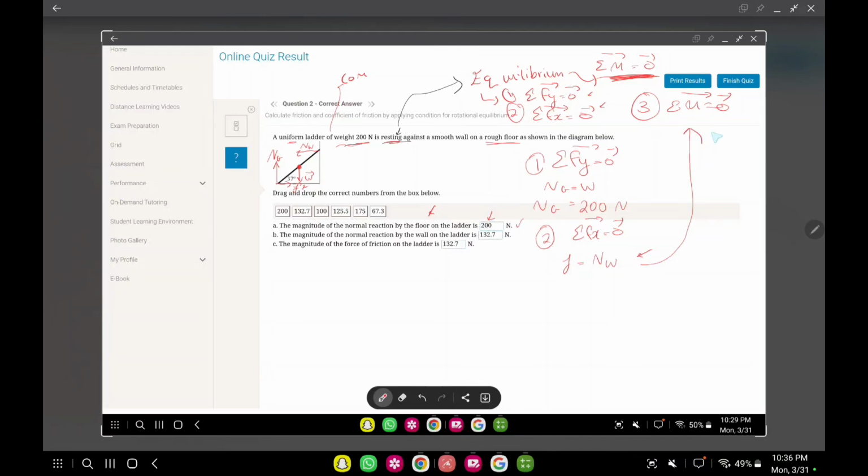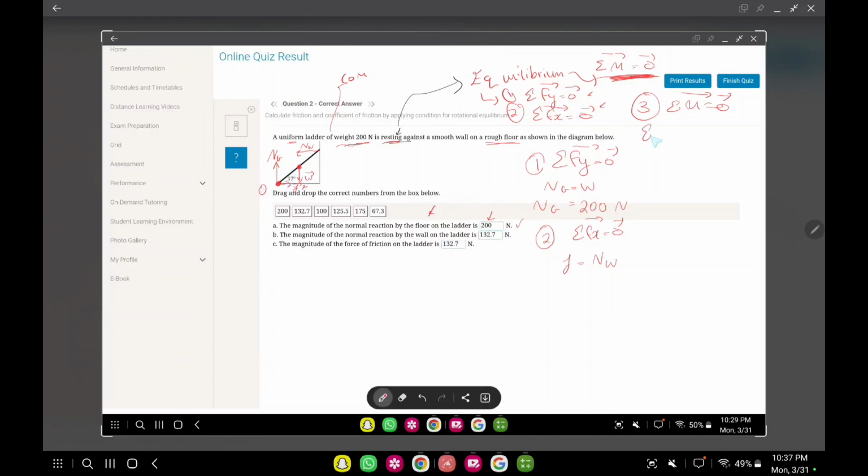Sigma M is equal to 0. Let's do sigma M is equal to 0. What point are we going to take as our center of rotation? To think about it, when you push this ladder left or right, around where is it going to rotate? It's going to rotate around here, right? So let's call this point O, and this is where our center of rotation will be.